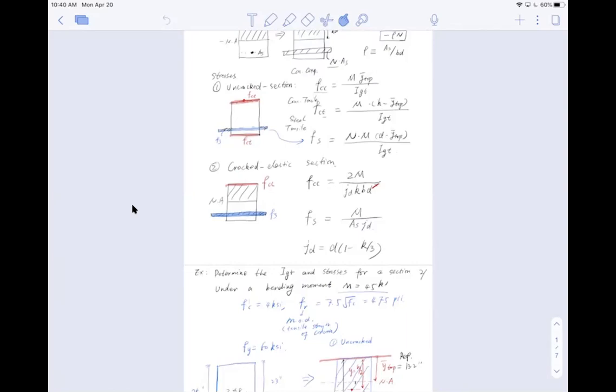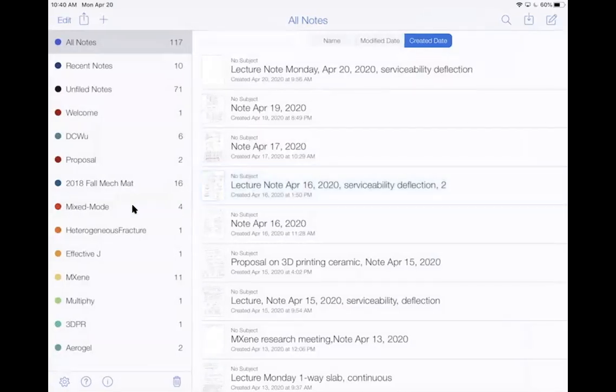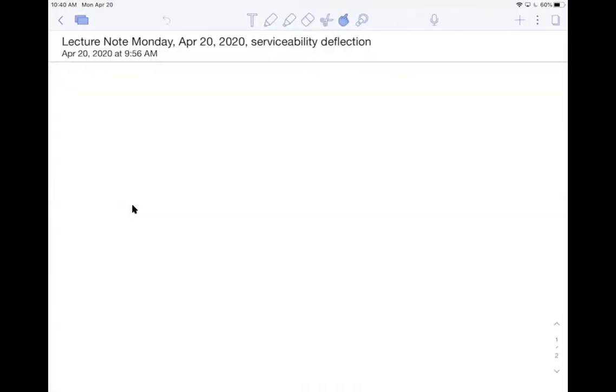So coming back to serviceability deflection. We talked about moment of inertia for uncracked and cracked cases. I also uploaded a handout for compressive reinforcement. It's not really difficult, just adding another layer of concrete on top of it. Take a look at that, and if you have any questions, we can talk about it. But now let's open up the next topic, serviceability.